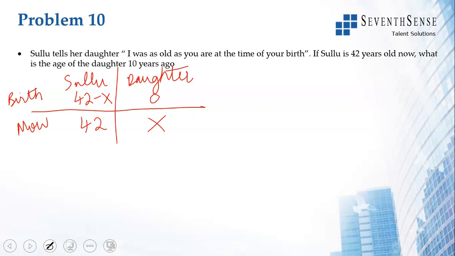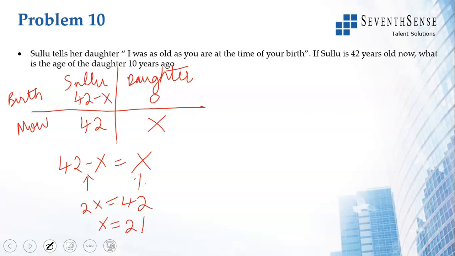So what does this statement mean? I was as old as you are at the time of your birth. At the time of your birth, Sulu's age is 42 minus X. Her age here was, I was as old as you are, meaning as you are currently. At the time of your birth, I was as old as you are now. So 2x is equal to 42, x is equal to 21. So daughter's age is 21.